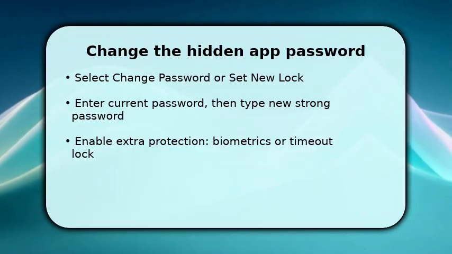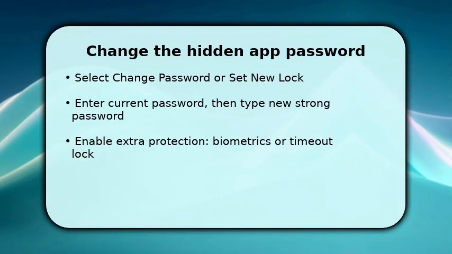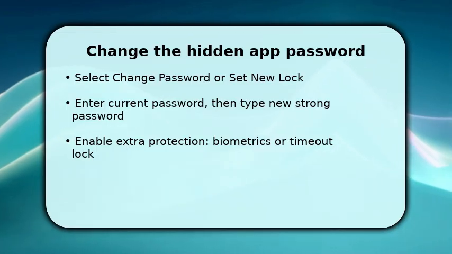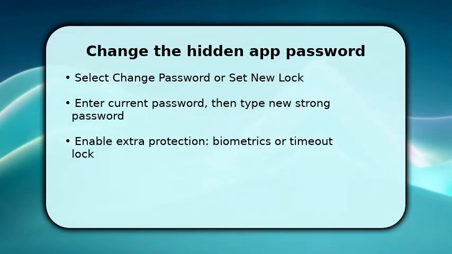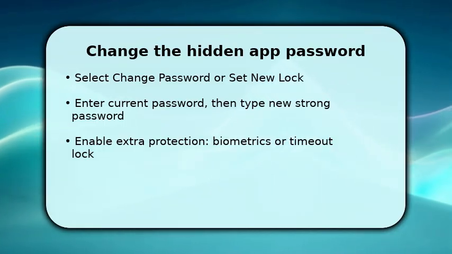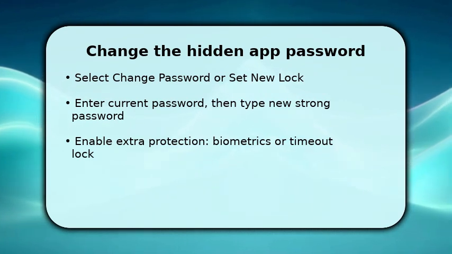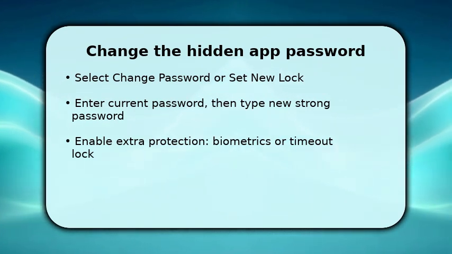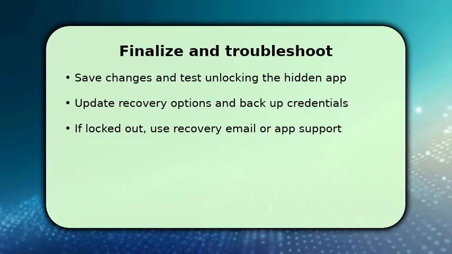Then enable complementary protections like biometrics or auto-lock timeout to prevent brute force access. Make sure to update any saved devices or trusted locations so the app's hide feature continues to behave as you expect. Save the change and immediately test unlocking the hidden app to confirm success.